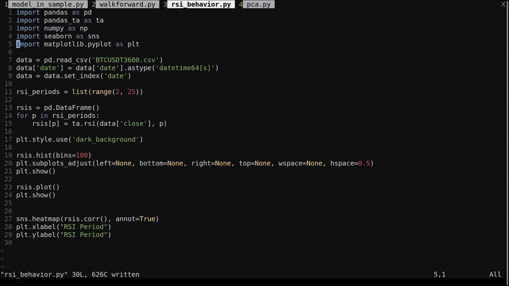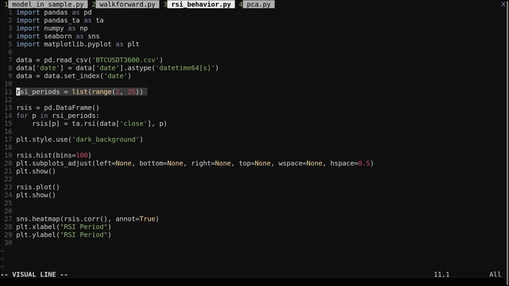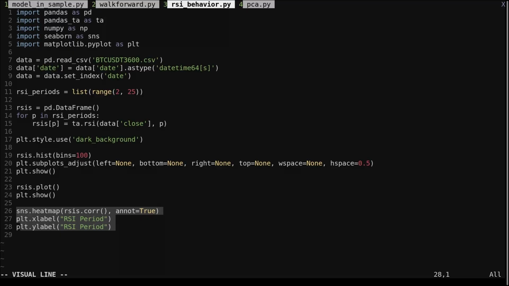This is a script to visualize a few things about the RSI. First, we load in data from a CSV. This is hourly Bitcoin data. We define a set of period values for the RSI. I chose 2 up to and including 24. 2 is the minimum period value, and 24 seems like a reasonable max as we're using hourly data and there are 24 hours in a day. I'll use this set of periods for the remainder of the video. We create a data frame for all the RSIs, then loop through each period and compute the RSI using the pandas TA module. We plot the histograms, the RSIs, and the correlation between the RSIs.